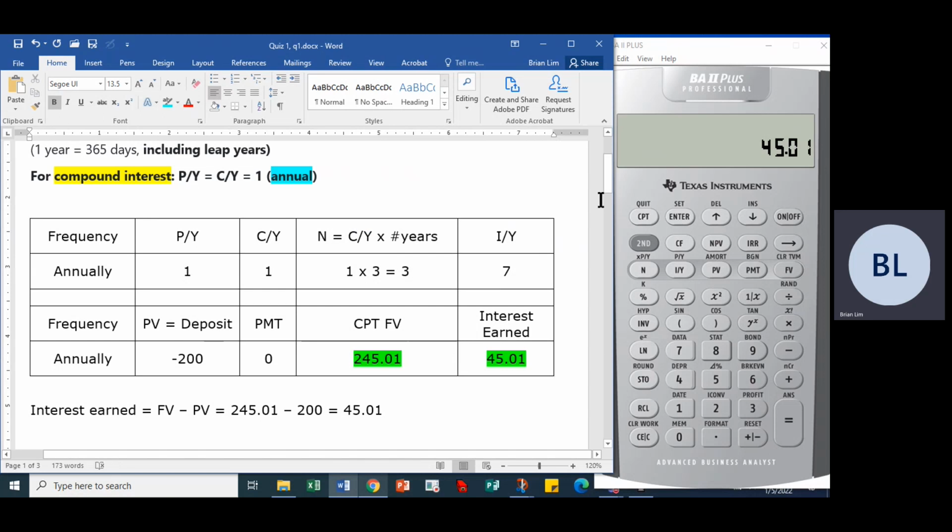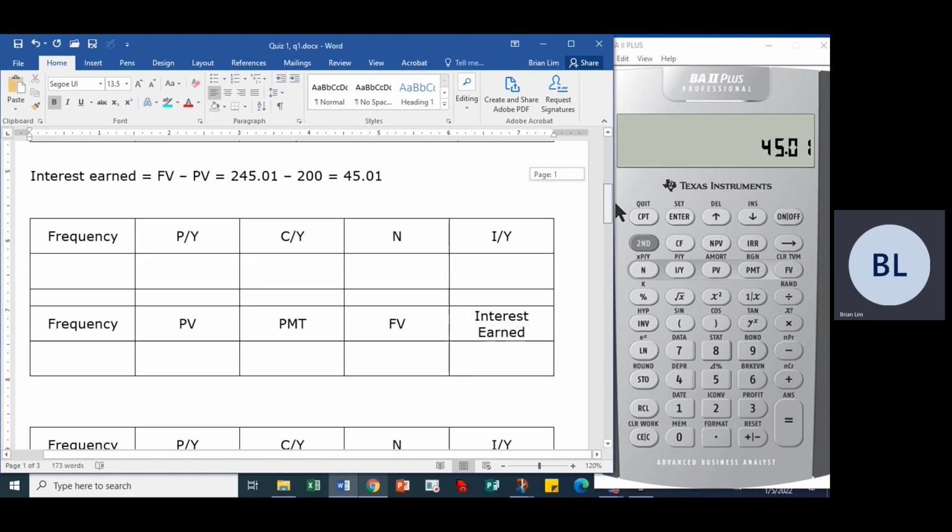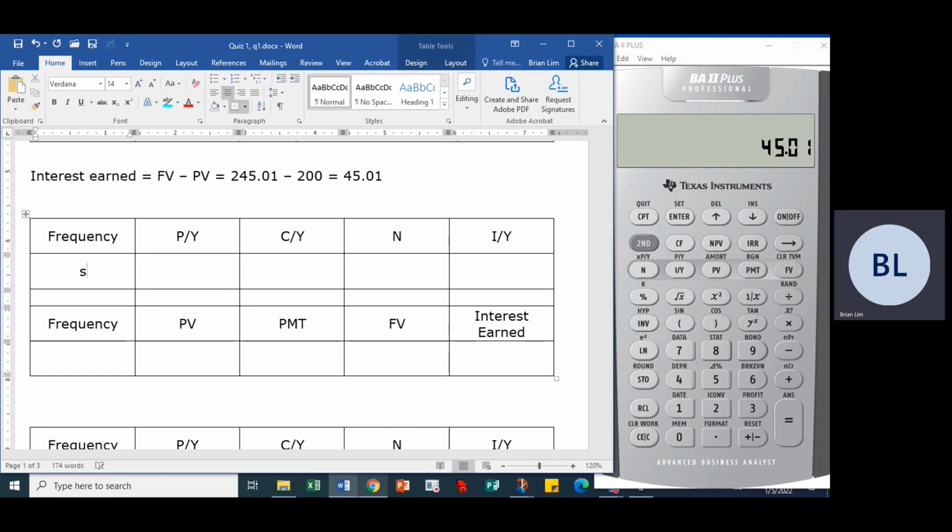Okay, so let's do another part of it. What about if it is semi-annually? Okay, let's go semi-annually. So it'll be twice per year, so PY would be 2 and CY would also be 2. Okay, what would N be? Well, N would be 2 times what? Well, it's 3 years, so in this case, it would be 2 times 3 would be equal to 6, correct?